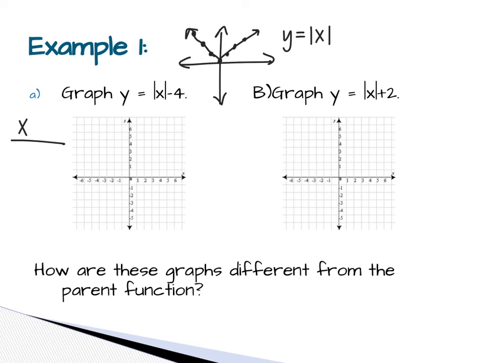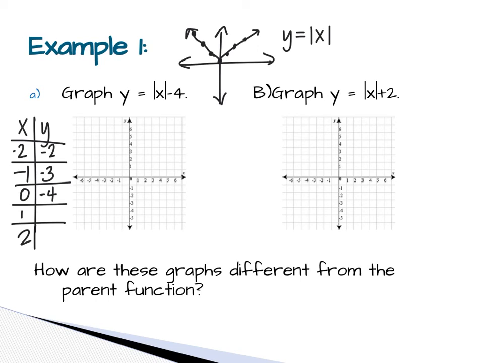For A, we're going to graph it using a table. So we're going to choose negative 2, negative 1, 0, 1, and 2. When you plug in negative 2, you get 2. 2 minus 4 is negative 2. When you plug in negative 1, you get 1. 1 minus 4 is negative 3. 0 minus 4 is negative 4. 1 minus 4 is negative 3. 2 minus 4 is negative 2. So when you graph that, you get negative 2, negative 2, negative 1, negative 3, 0, negative 4, 1, negative 3, 2, negative 2.